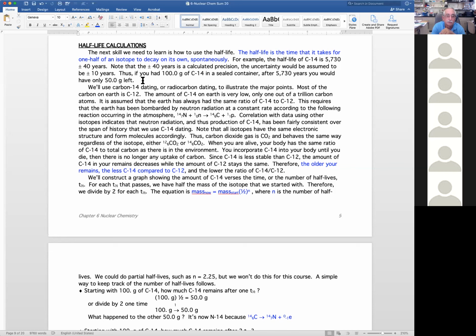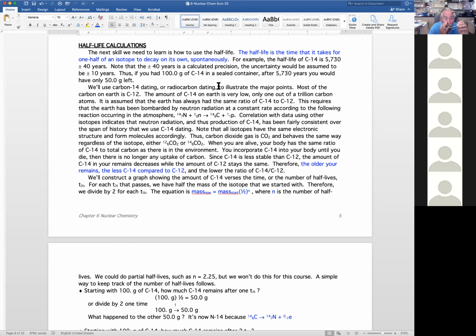So I decided to use carbon-14 because you guys know about carbon-14 dating, right? So carbon-14 dating is like when your parents go on a date. Oh, no, sorry. So we use that to date how old objects are.